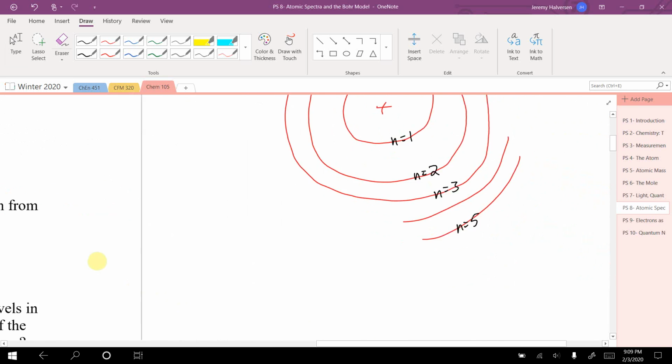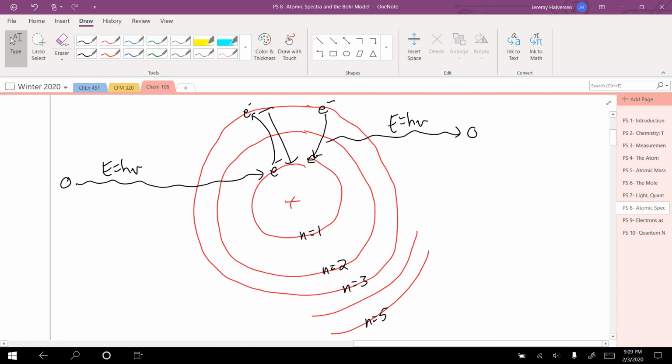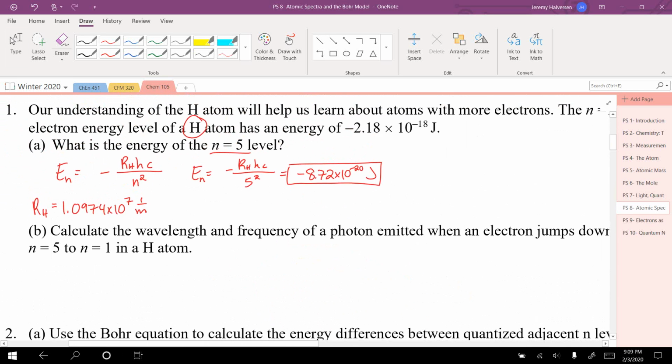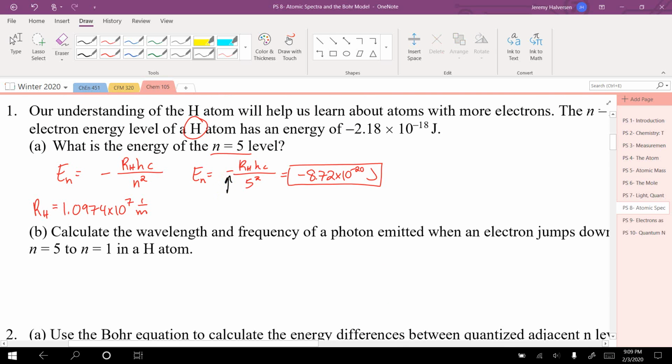Let's talk about what we mean by that negative. We know that as an electron falls closer to the nucleus, it's going lower in energy. Why do we know that? Well, it emits a photon, so it must be losing energy. And we say that an electron has 0 energy when it's completely dissociated from the atom. So if 0 is way out here and coming closer to the nucleus is going down in energy, that means that any n level is going to have a negative energy. And you can see that in the equation. You're always going to have a negative value there. But that's the energy of the n equals 5 level.